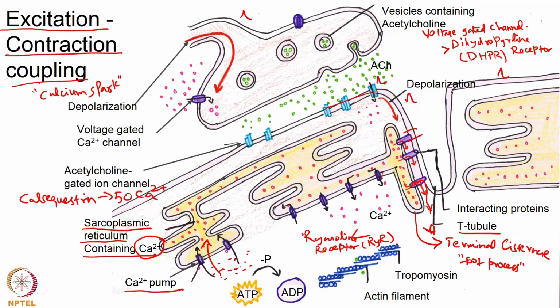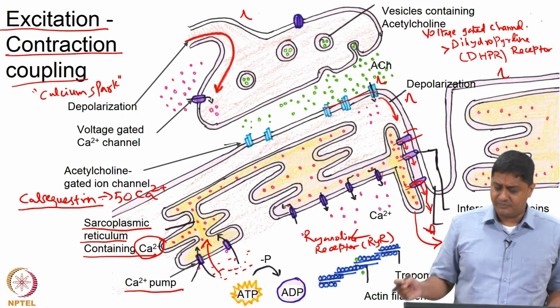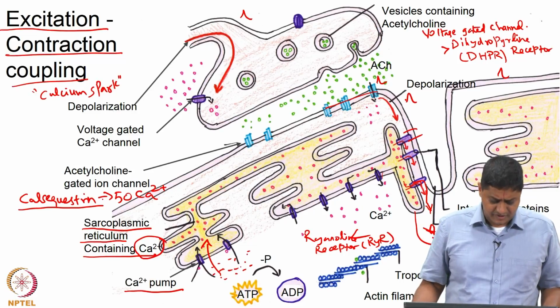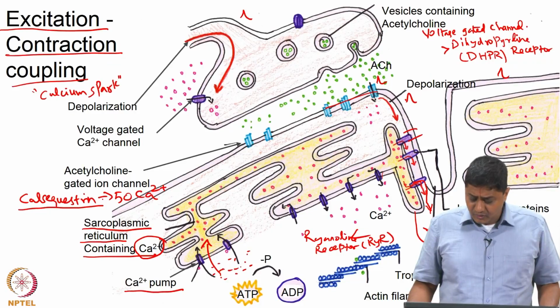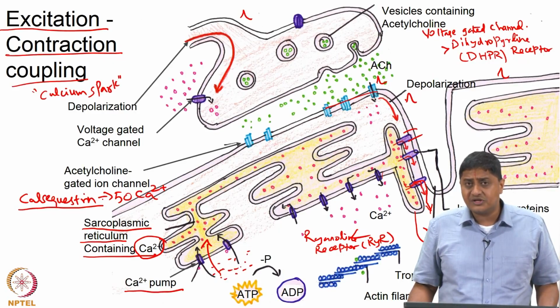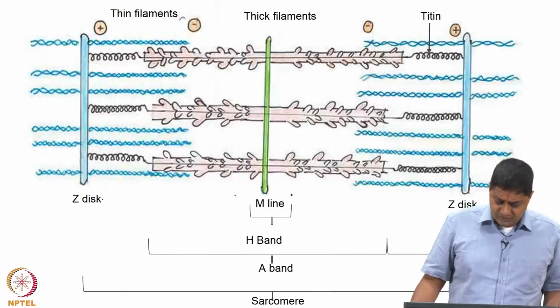And we also saw how calcium is stored because of the special nature of a protein called calsequestrin, which can bind a large number of calcium ions. Now, what does this calcium itself do to force production? That is the question. We have not yet gone there, we will go there.